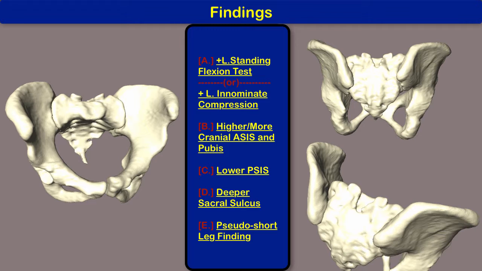What landmarks are you generally expecting to find that clue you into this diagnosis? To begin, you'll have to do a more generalized exam in order to localize the site of the dysfunction. The first is a standing flexion test and/or a supine compression test, either of which will be positive on the left side in this case. This informs you the left side is dysfunctional, and from here on, everything will be attributed in reference to that left innominate. Similarly, the left ASIS and pubis will be higher than that of the right side. Finally, the left PSIS will be lower upon palpation than the right, and the left sacral sulcus deeper.